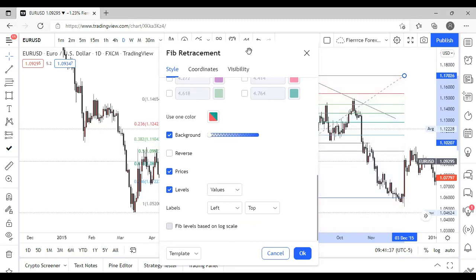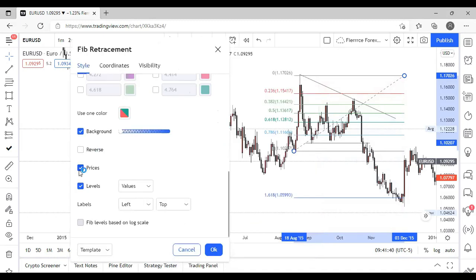If I want to show the prices, without the prices this is just the ratios, okay? If I want to show the prices, these are the prices in brackets. So when price is here, this is the level at which the price is at.